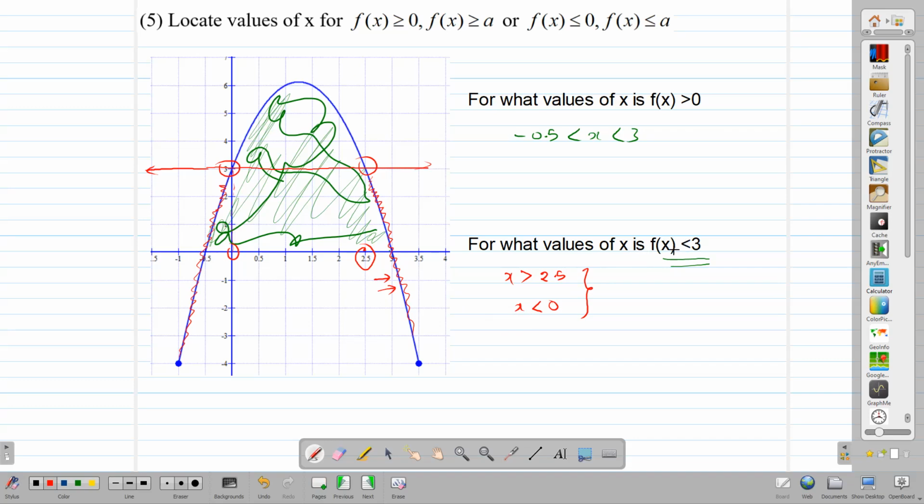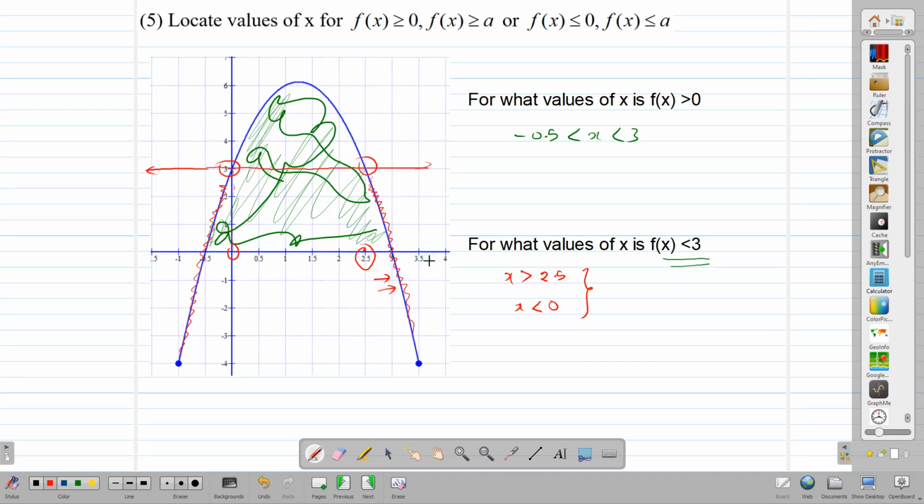greater than 3. So essentially what it's asking is just that you look at your graph and you see the region that is being talked about, and you look at your x-axis and see what x values are giving you the numbers. So for what values of x is the function greater than 0, what x values are giving you values on the graph that are positive or bigger than 0. And in this case, what x numbers give you values on the graph that are less than 3.